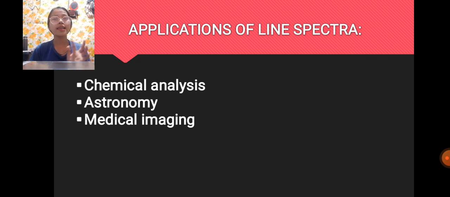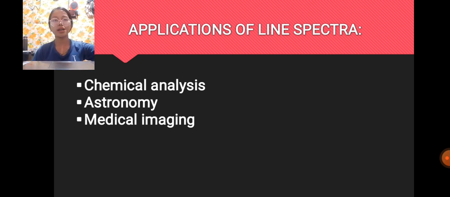Next is medical imaging. Light spectra can be applicable in medical imaging in such a way that they play a vital role in medical techniques like MRI, or magnetic resonance imaging, and PET, or positron emission tomography. These techniques rely on the interaction of atoms with electromagnetic radiation, leading to the generation of characteristic light spectra that is used for imaging.